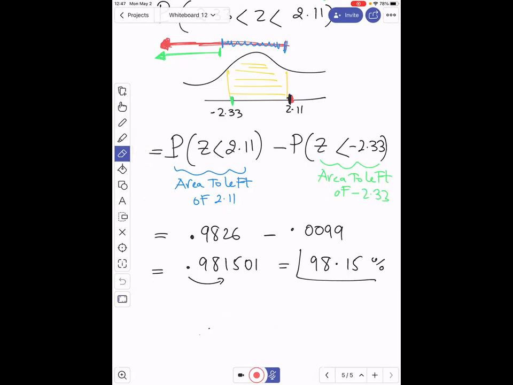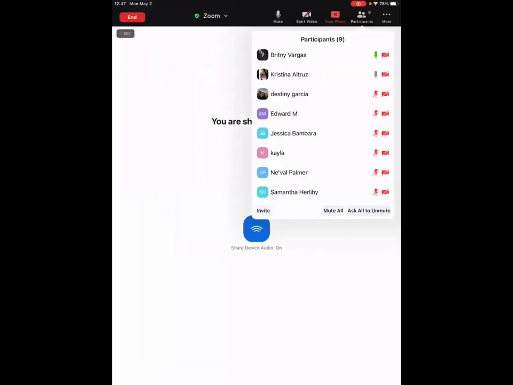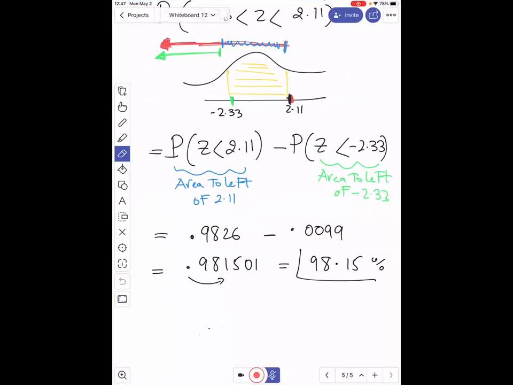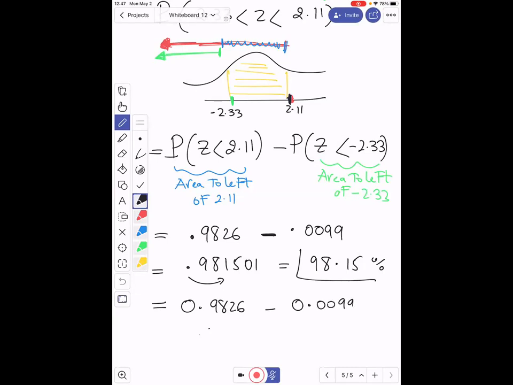Any questions? Yes, Professor, where does 98.1501 come from? Oh, that's the difference. I subtracted. So this is just the difference, minus. You just subtract. So what I'm saying is you do 0.9826 minus, of course, you need to use your calculator, right? Minus 0.0099. You take the difference, the subtraction, right? It's minus. Okay. I got something different when I subtracted.